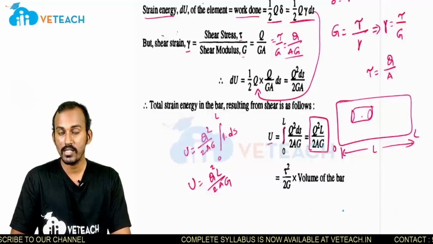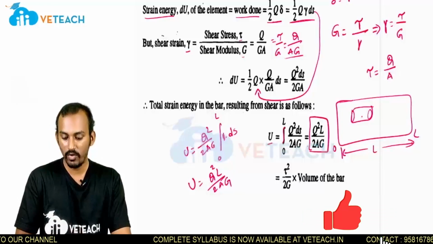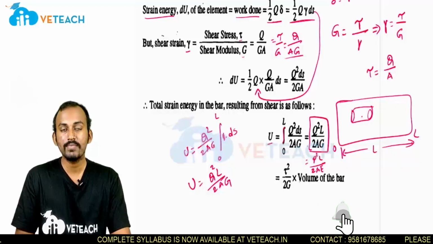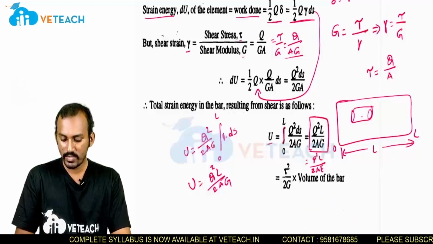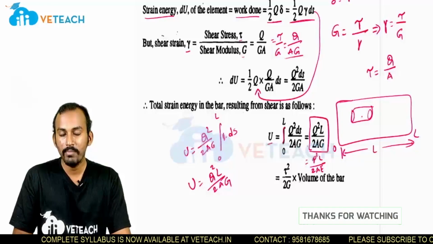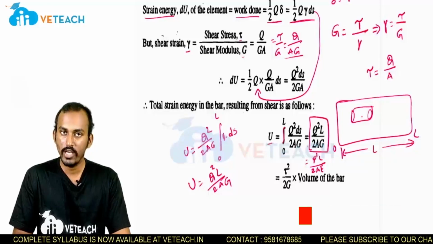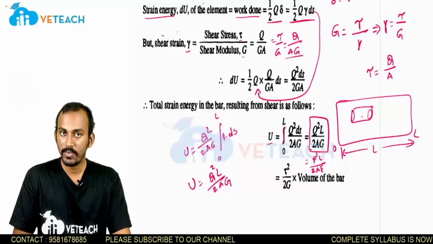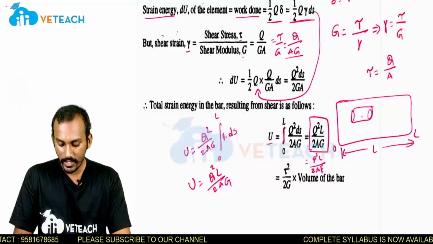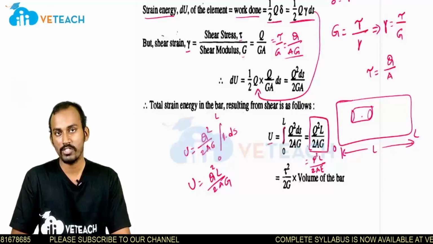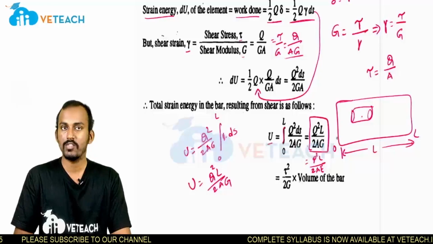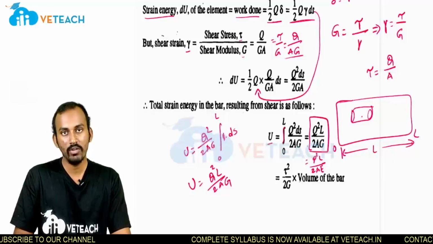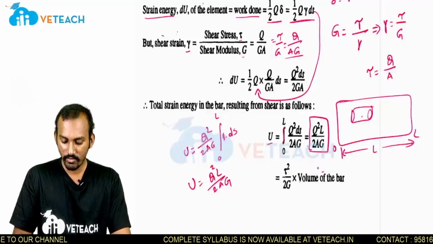Previously, the strain energy stored in a body because of axial loading was P square L by 2AE. Here it is very similar. In place of P, the normal force, here Q is the shear force. L is the same, 2A is the same. G is the shear modulus, with respect to shear stress and shear strain, while E is with respect to normal stress and normal strain. Every equation will be like this: what load is applied will vary, and the property of the material will also vary.